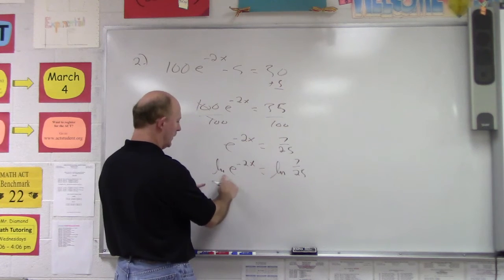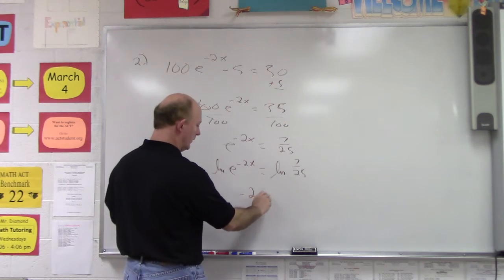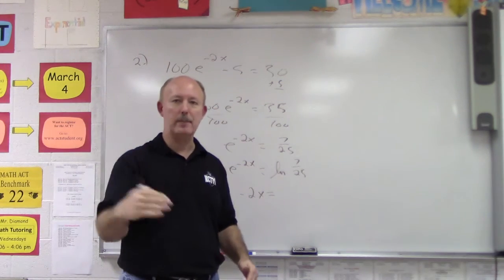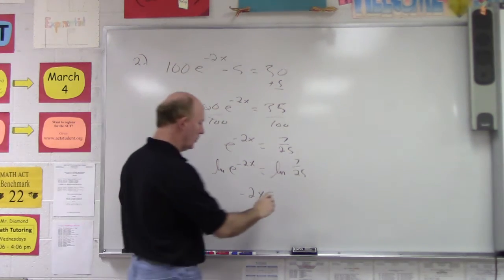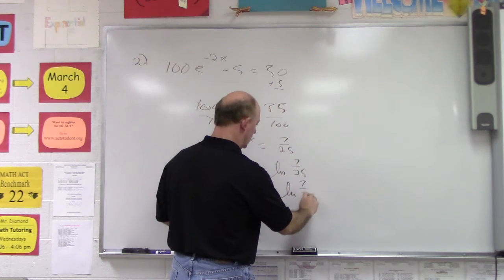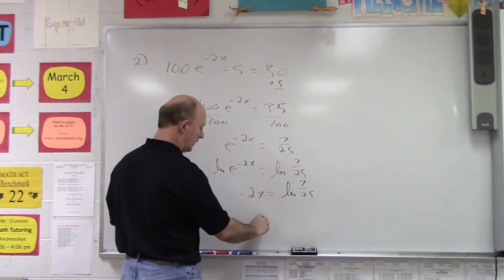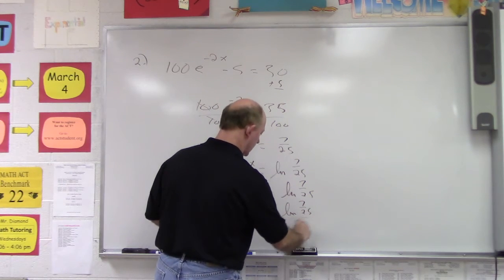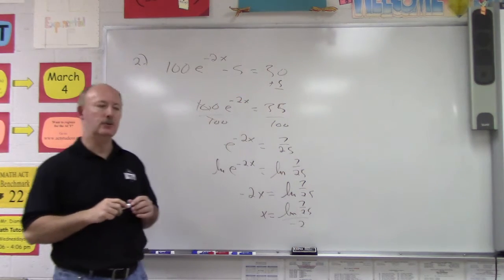And then we have, now the natural log e to the negative 2x is just negative 2x. Remember, the natural log e, we're just going to drop, all right? And it's going to be equal to natural log 7 over 25. And dividing by negative 2, x is equal to natural log 7 over 25 divided by negative 2.